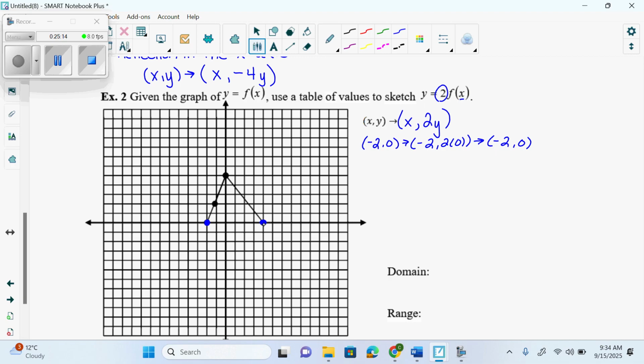Then I have (-1, 2). It's going to become (-1, 2 times 2), which is (-1, 4). And then I have (0, 5), which becomes (0, 2 times 5), which is (0, 10). That didn't remain invariant because it's about the x-axis, not the y-axis, right?